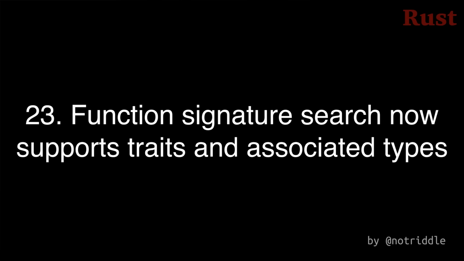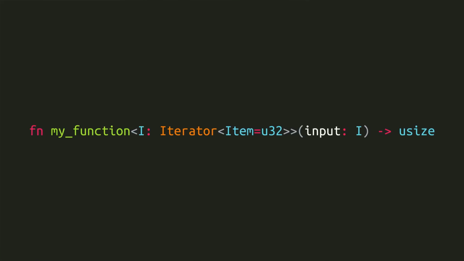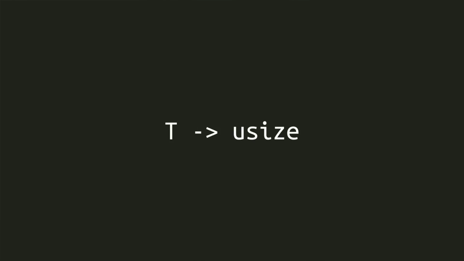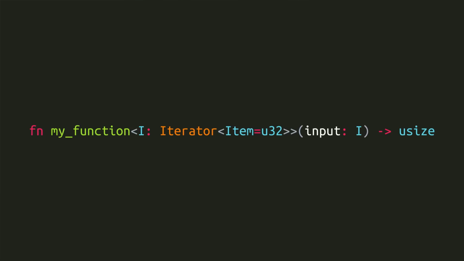Number 23. The search box in a site generated by rustdoc now supports traits and associated types when you are doing a function signature search. For example, let's say you have a function that looks like this and you generate the documentation for it. To do a function signature search, you do a search with a return arrow in it, like this one. This searches for any function or method that takes any type, that's the generic T, and returns a usize. This matches our function here because it takes an argument and returns a usize.